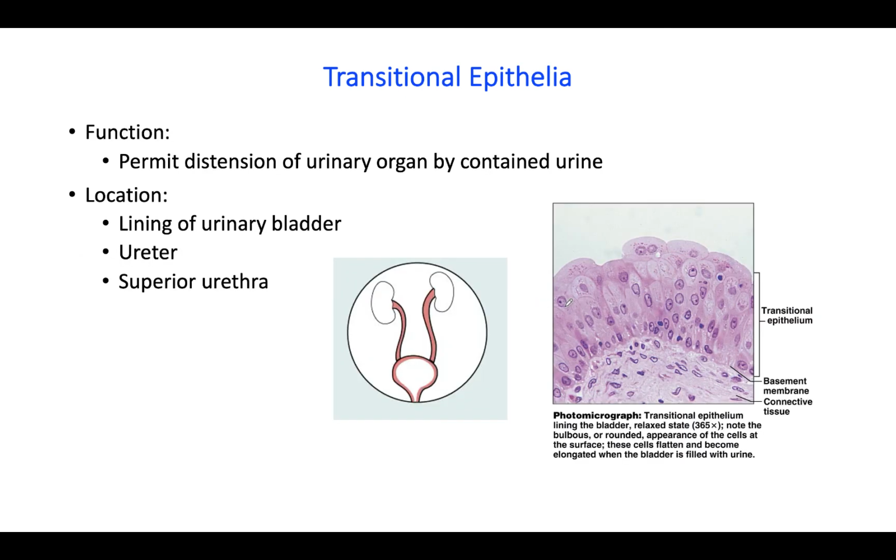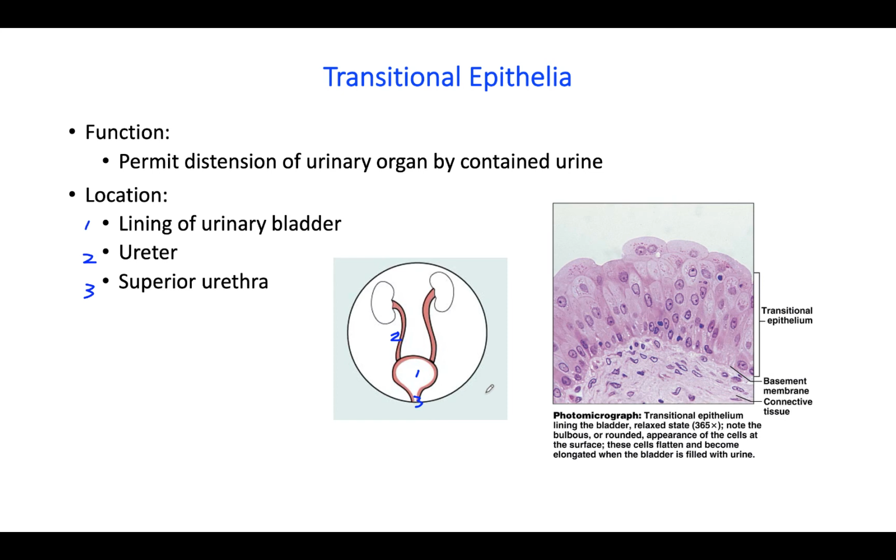Where can you find the transitional epithelia? The lining of a urinary bladder. This is a urinary bladder, and the ureter is this one. And the superior urethra is this part. The locations related to the urinary bladder have transitional epithelia.